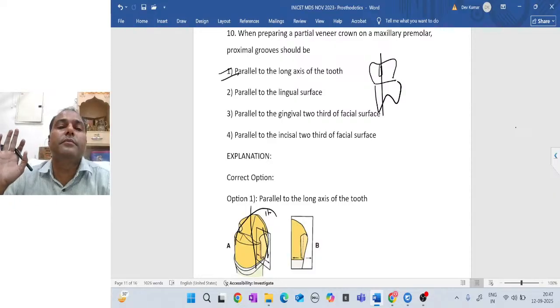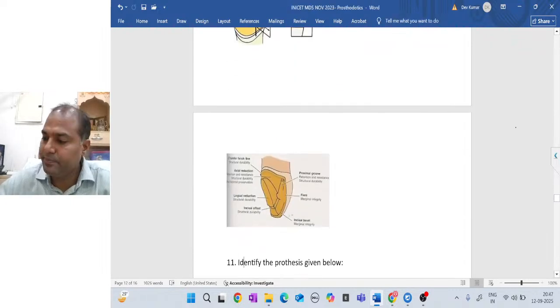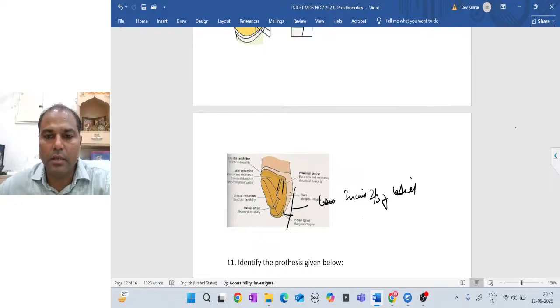When we are giving a partial veneer crown in anterior teeth, it has to be parallel to the incisal two-thirds of the labial aspect of the crown structure.